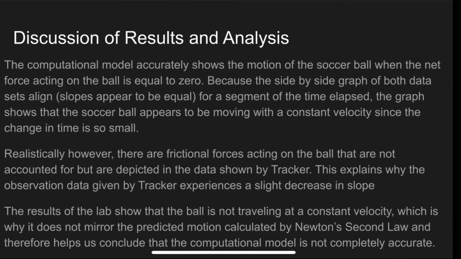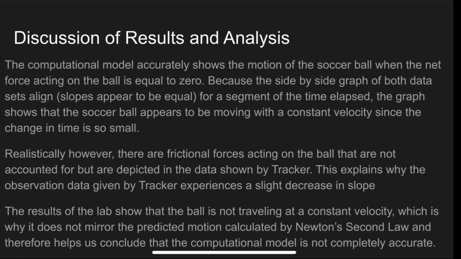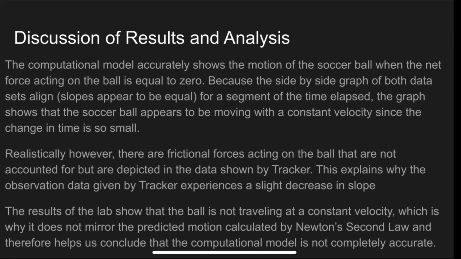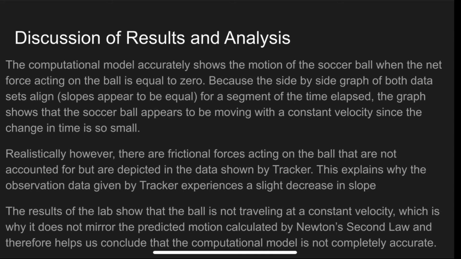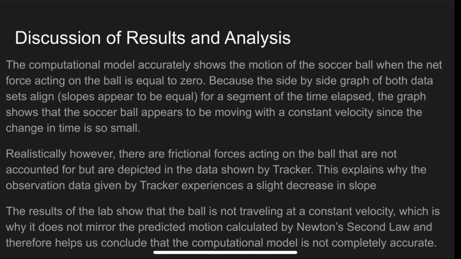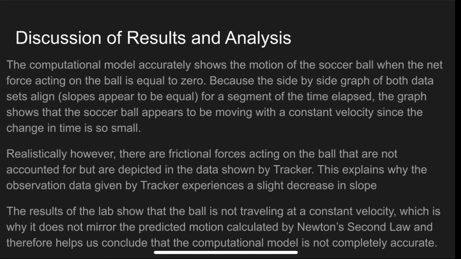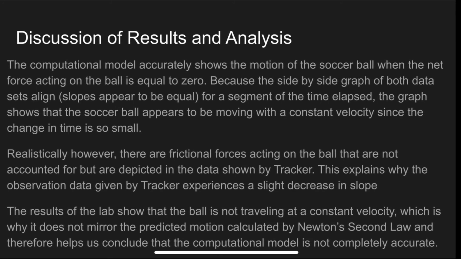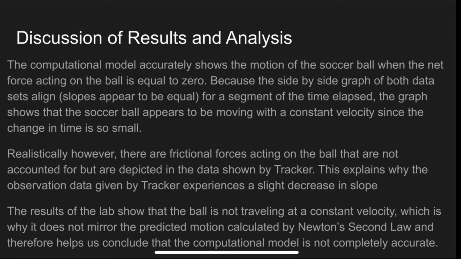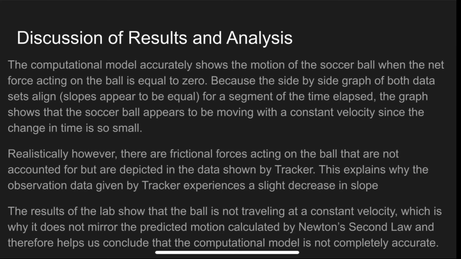So the computational model accurately shows the motion of the soccer ball when the net force acting on the ball is equal to 0. Because a side-by-side graph of both data sets align, meaning the slopes appear to be equal, for a segment of the time elapsed, the graph shows that the soccer ball appears to be moving with a constant velocity since the change in time is so small. Realistically, however, there are frictional forces acting on the ball that are not accounted for but are depicted in the data shown by Tracker. This explains why the observational data given by Tracker experiences a slight decrease in slope.